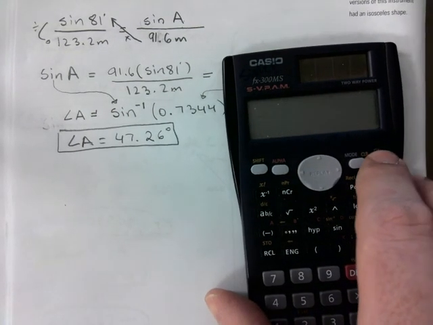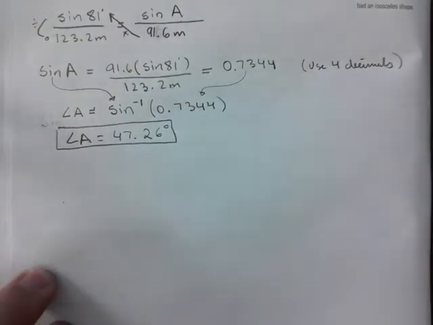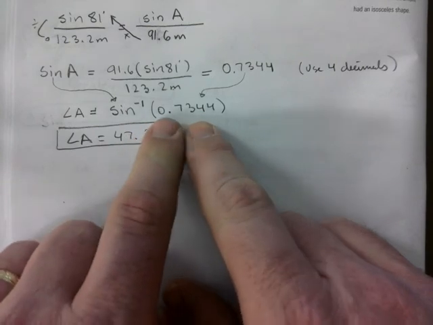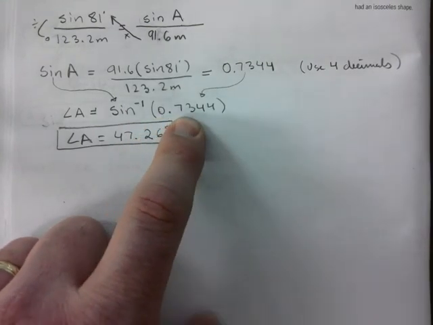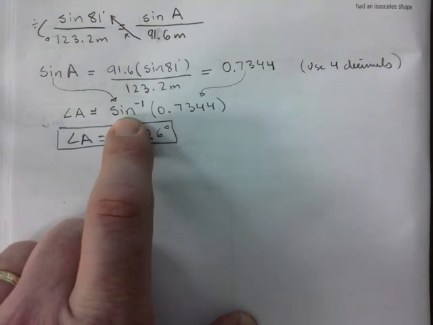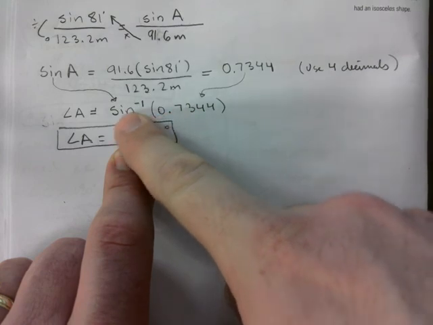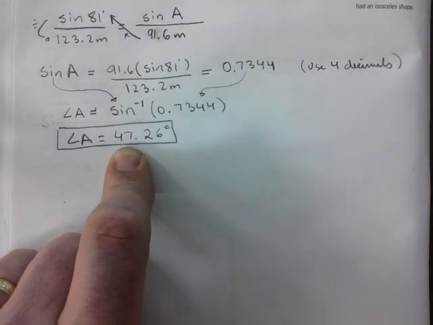If you have a different calculator, listen up. You have to go 0.7344 second sine, and then it's going to give you the inverse. Okay, you have to go backwards if you don't have a two-liner.